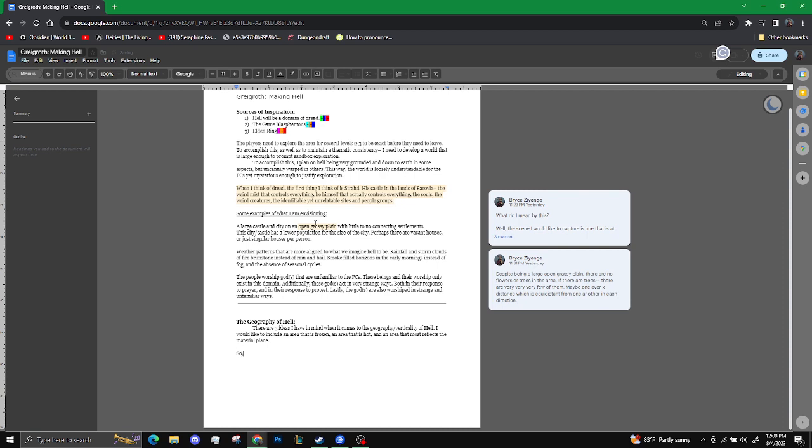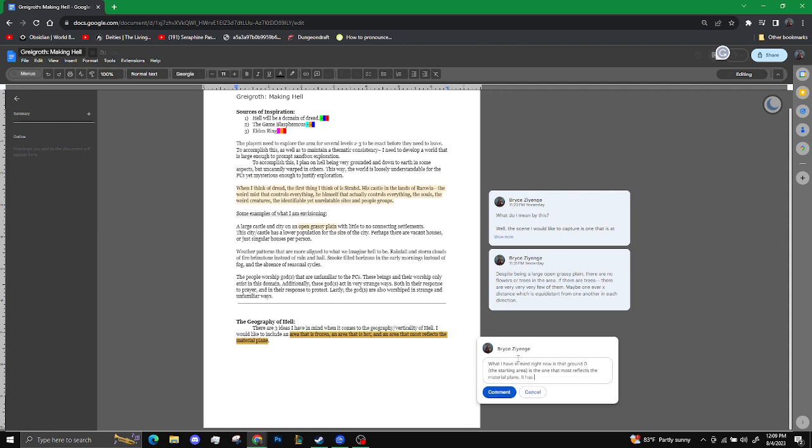So, what I have in mind right now, or let me actually put this in notes. Add a comment. What I have in mind right now is that ground zero, or let me just put in parentheses, the starting area, is the one that most reflects the material plane. It has the big castle and those few settlements.